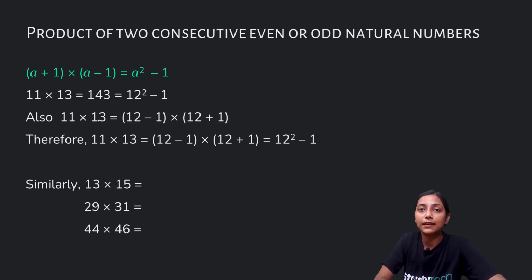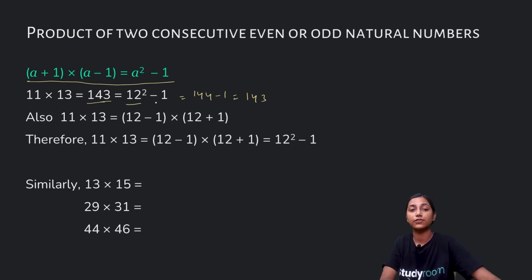If we have a plus 1 that is multiplied with a minus 1, then the formula becomes a square minus 1. For an example, take 11 into 13. We know 11 into 13 gives us 143. That can be written as 12 square minus 1, because 12 square is 144, and 144 minus 1 gives us 143. Yes, it's correct. 11 into 13 is 143.